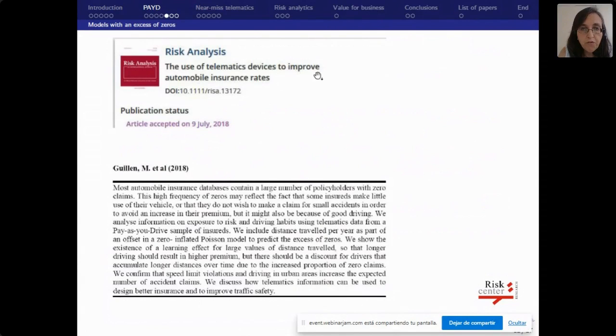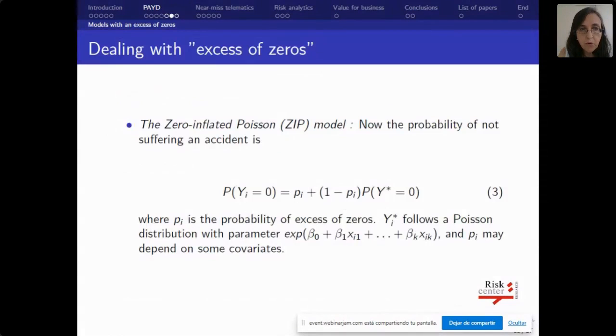Another thing that we have also analyzed in this context is, if we want to use telematics to improve insurance rates, in this paper published in Risk Analysis a couple of years ago, what we really analyzed was a very important problem in this kind of data, which is known as the excess of zeros. If you look at the data for accidents, a lot of drivers don't have an accident in 1 year. That's known as the excess of zeros. One of the possible ways to address this problem is what is known as the zero-inflated Poisson model.